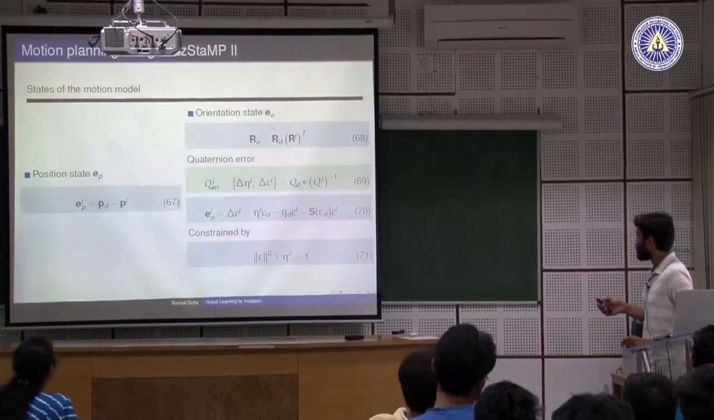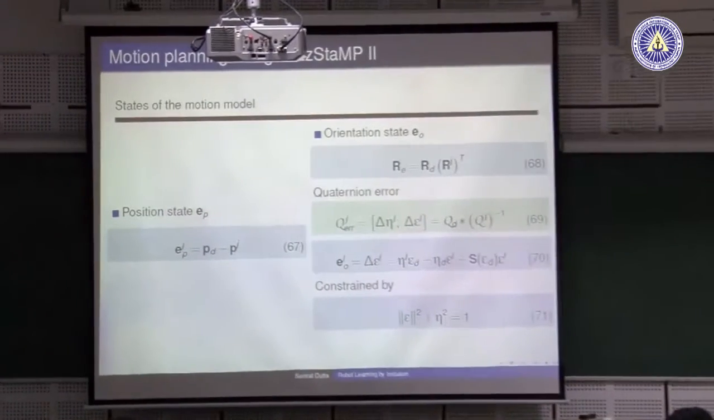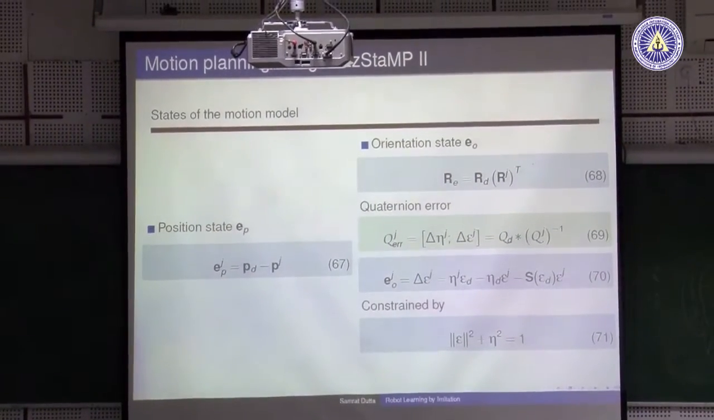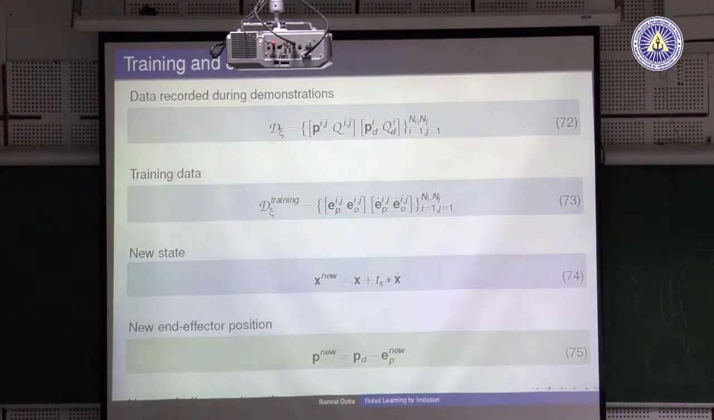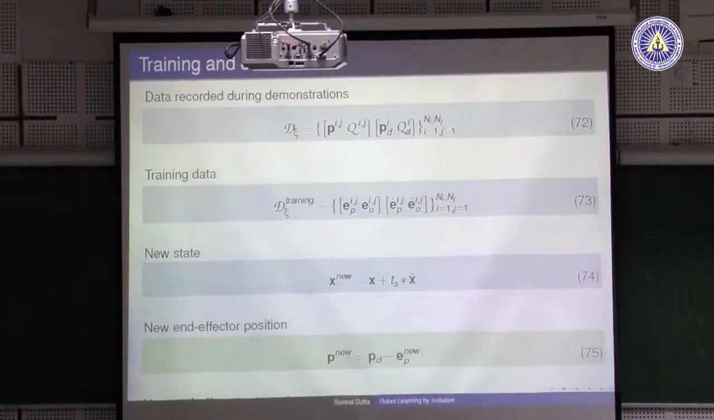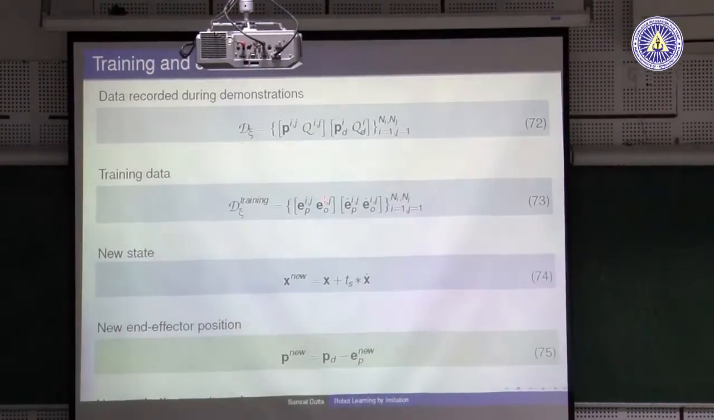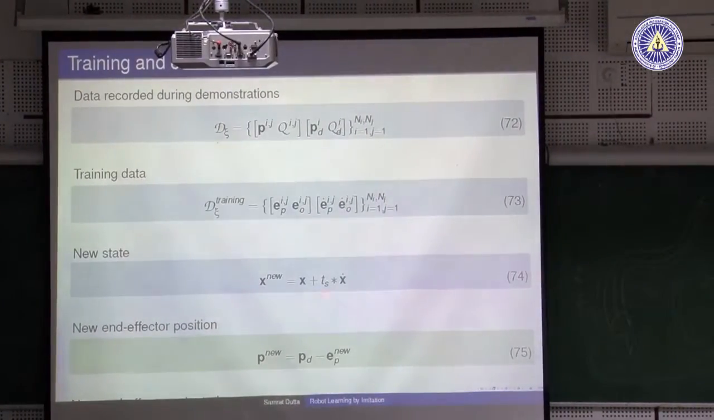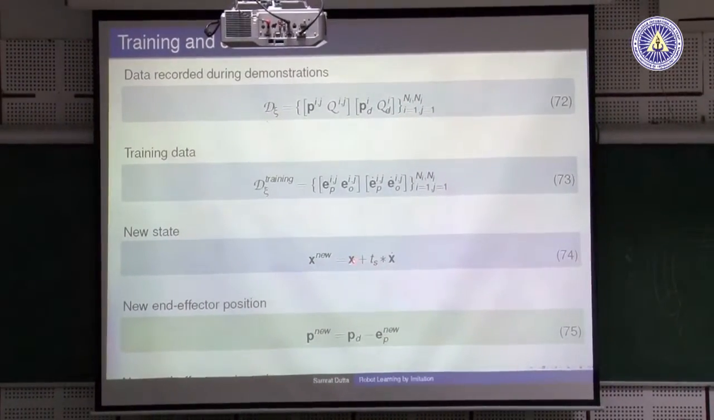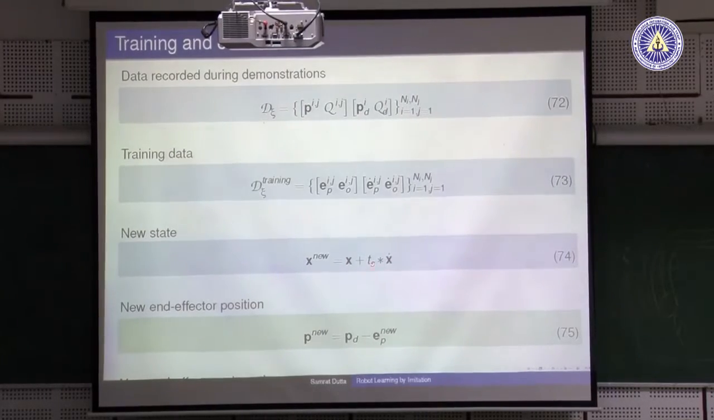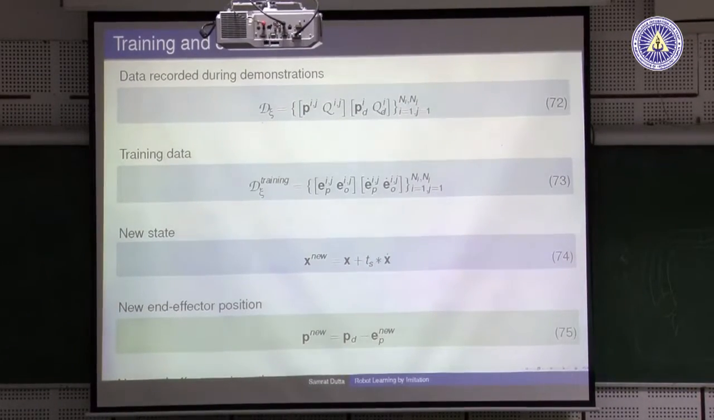So this is our orientation error, this is our orientation state, right? And this is a position state. And this is the training and execution, where this is our data set, and we make the training data set in this way. Then after learning, the new X state is basically the previous state plus the sampling time times the x dot. Just Euler approximation we are using here.